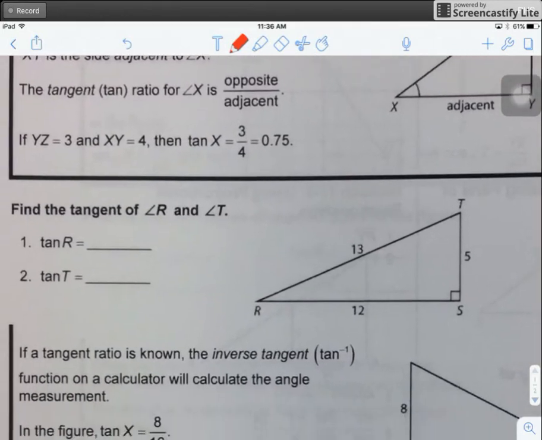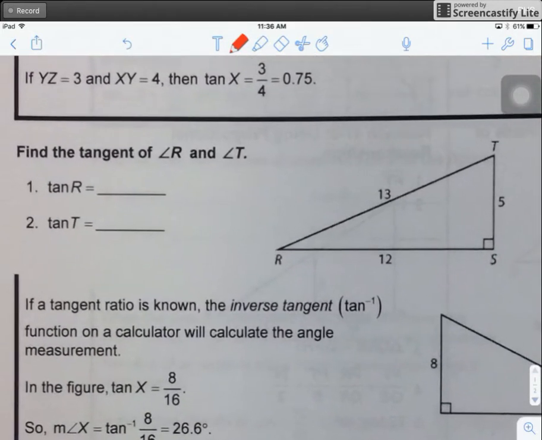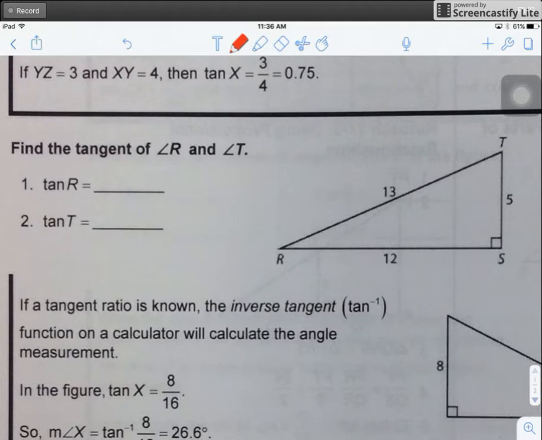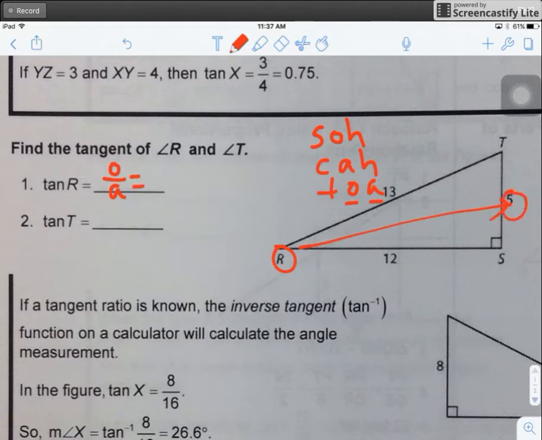18.1, number 1 and 2 are both asking you to find the tangent. So first question is finding the tangent of angle R. We know that the ratio given by SOHCAHTOA for the tangent is going to be opposite over adjacent. So if we look across, opposite of angle R, straight across, we have the side 5 over the adjacent, which means next to the angle, that would be 12. So now we know that the ratio for angle R is 5 over 12.